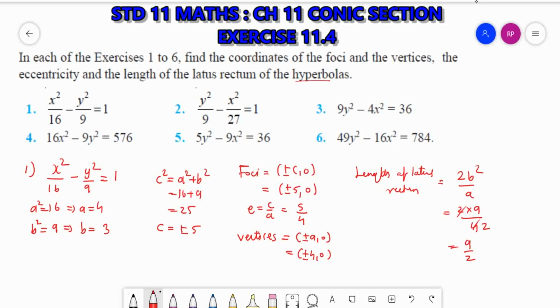Clear? So remember the foci of hyperbola are plus minus c0 because x-axis is the transverse axis. Eccentricity is c by a because x-axis is the transverse. If y was the transverse, that would be c by b. Vertices plus minus a0. If y-axis was the transverse axis, it will be 0 plus minus b. The length of latus rectum is 2b square by a. Clear? So this was about question number 1. So just note it down.